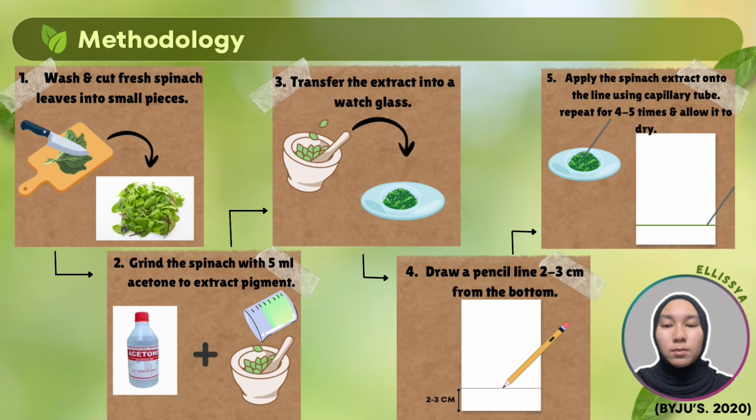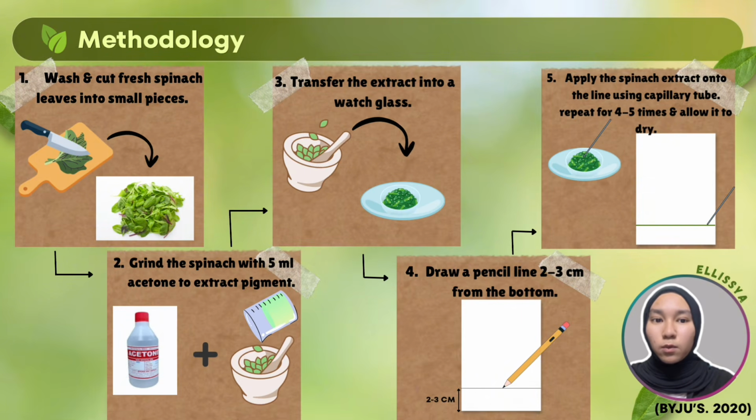Let's continue with the methodology. The experiment began with the preparation of the spinach extract. First, spinach leaves were washed and cut into small pieces. Next, the leaves were ground with 5 ml acetone to extract the pigment, and the resulting extract was transferred into a watch glass. After that, the chromatography paper was prepared by drawing a 2 cm to 3 cm line from the bottom of the filter paper.